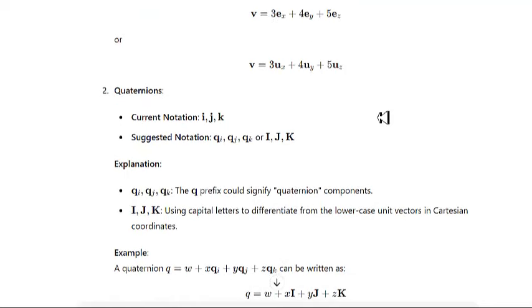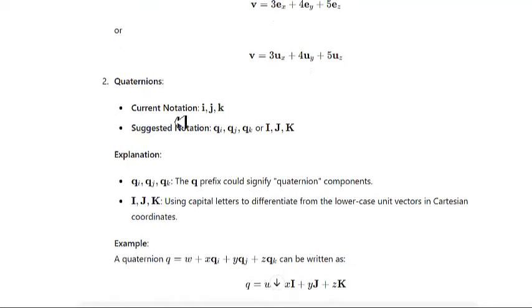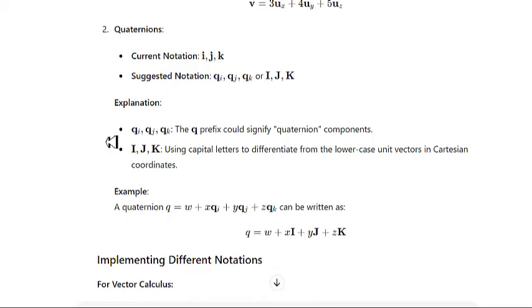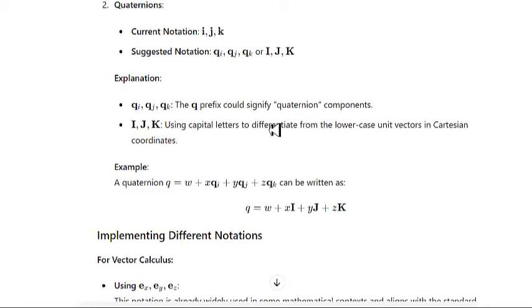And then it says in the quaternion notation, the current notation is i, j, k, as we saw. They're suggesting using Q sub i, Q sub j, and Q sub k, or capital I, capital J, capital K, which are both good possibilities. The Q prefix could signify quaternion, which would be nice. Using the capital letters to differentiate from the lowercase vectors in Cartesian coordinate systems could also be used. But I like the Q.